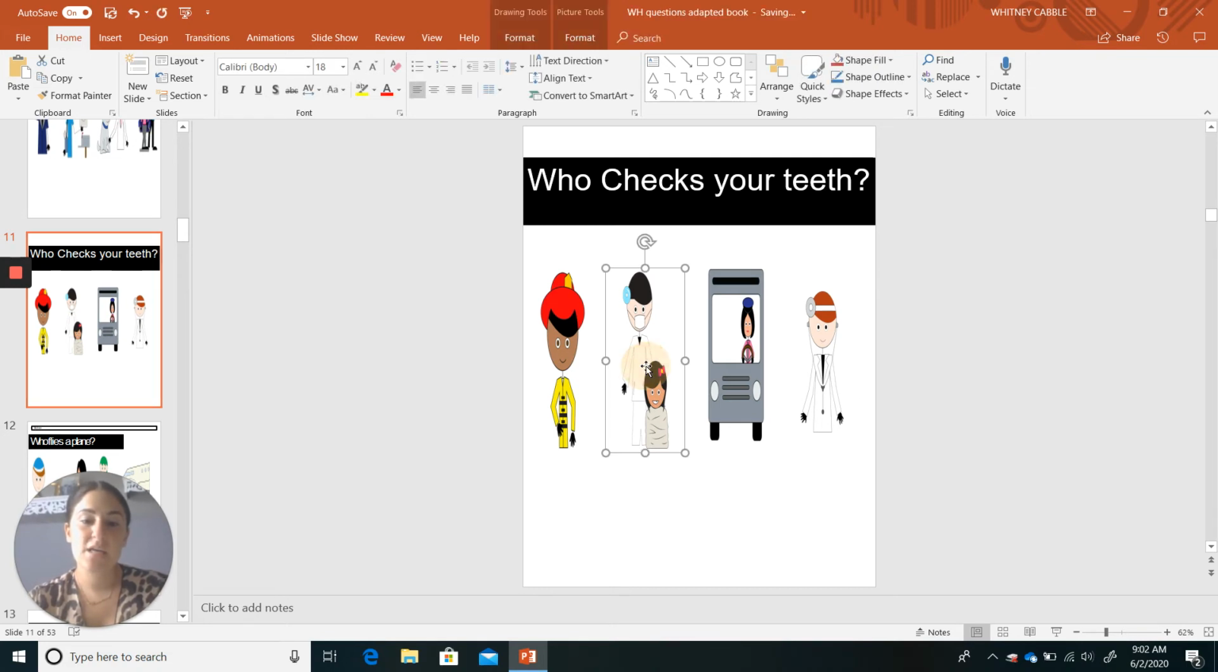If you said dentist, you are right. A dentist is a doctor for your teeth and for your mouth. If you have a toothache, you would go to the dentist. If you needed to have your teeth cleaned, you would go to the dentist. You wouldn't go to the doctor for your teeth. You'd go to the dentist.